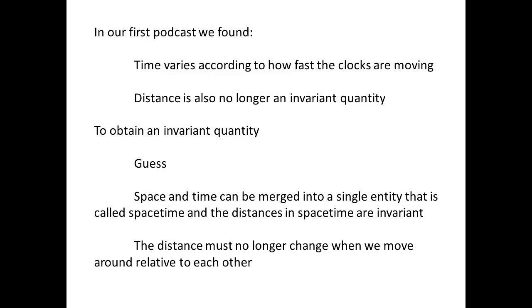In the first podcast, we determined that time may vary according to how fast different clocks are ticking, and that distance is no longer an invariant quantity. We are looking for an invariant quantity to meet the requirements of the laws of nature. The suggestion was first made by Minkowski that we needed to merge space and time into a single entity. It is this entity which we are calling spacetime, and we are guessing that distances in spacetime will be invariant. That means that the spacetime distance must not change when we move around relative to each other.